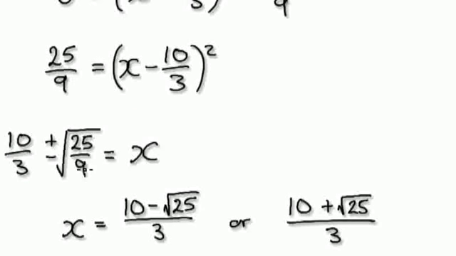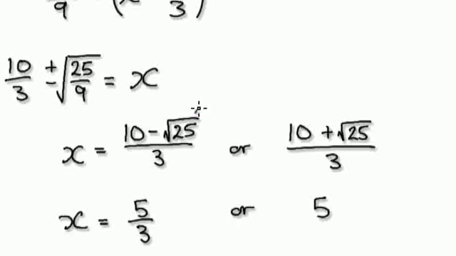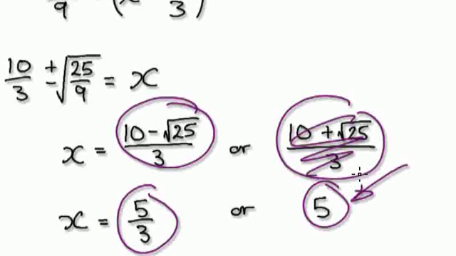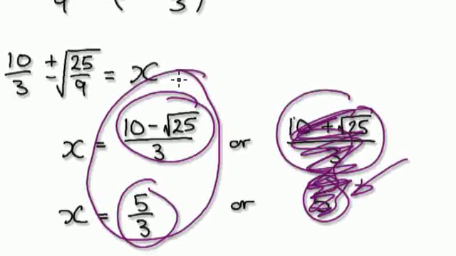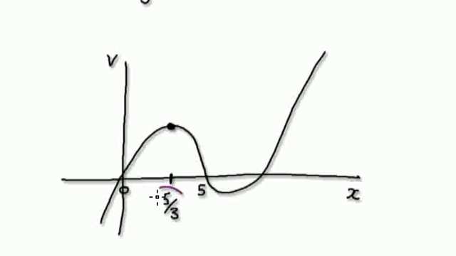What does this mean? It means x equals this, or it equals this. This simplifies to this, and this simplifies to this. Now we've limited our domain to be less than 5, so let's forget about this one. It's meaningless when it's dead on 5. So this is the one that we're interested in. Looking at this, our graph now looks like this. When x equals this, the gradient will be 0. So this here is our critical point.